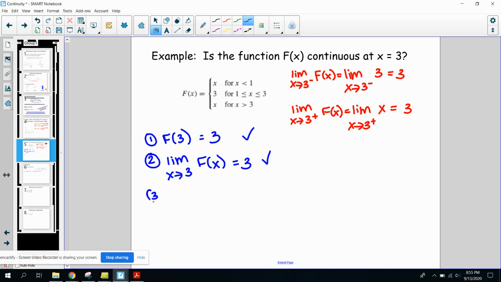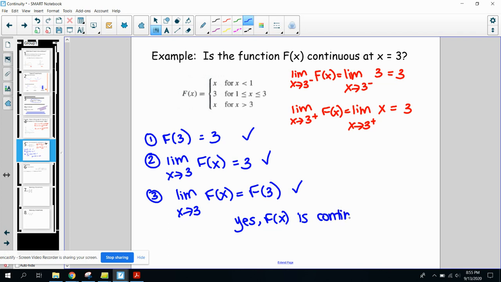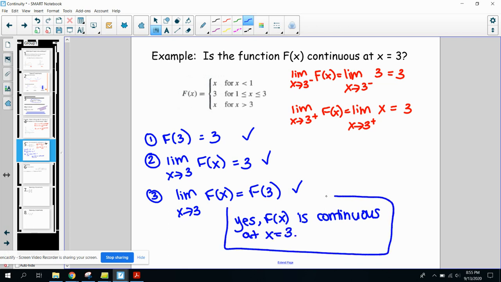Now the last thing I have to check is whether the limit as x approaches 3 of f of x equals f of 3. Well, the limit is 3. f at 3 is 3. So since 3 equals 3, they're both the same. Check. So that's true. Since all 3 things were true, we can say, yes, f of x is continuous at x equals 3. So we want to make sure that we check all 3 scenarios. If all 3 are true, yes, it's continuous.